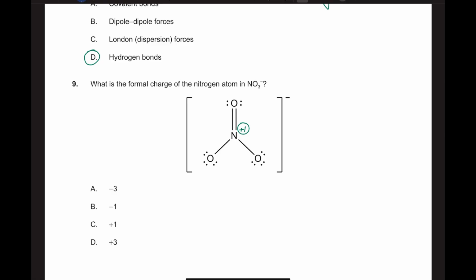And oxygen should have two lone pairs, right? So that's why the oxygen on top is neutral. If oxygen has more than two lone pairs, there'll be a negative charge. So there are three lone pairs, there's a negative one charge. Three lone pairs, negative one charge again. So the formal charge of nitrogen is +1, option C.